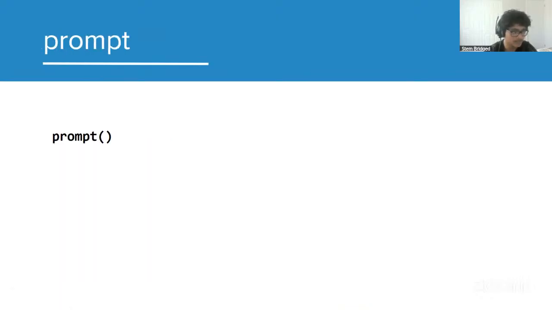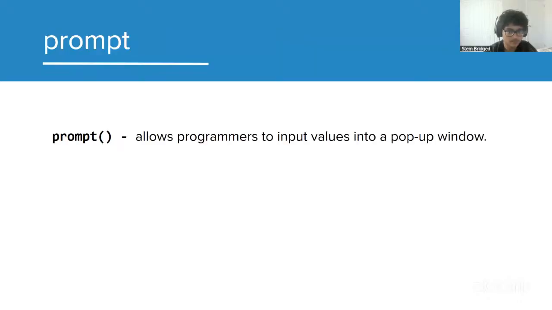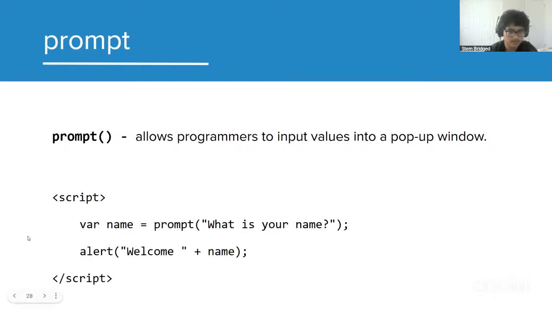Okay, the last function is prompt. This one allows programmers to input values into a pop-up window. So let's say we have this variable called name, and we're setting it to prompt and then your message. The user is going to see this message, which is what's your name, and they're going to get a prompt where they can type in whatever they want the name variable to be set to. And then you can also see that we're using an alert to write out what the name is.